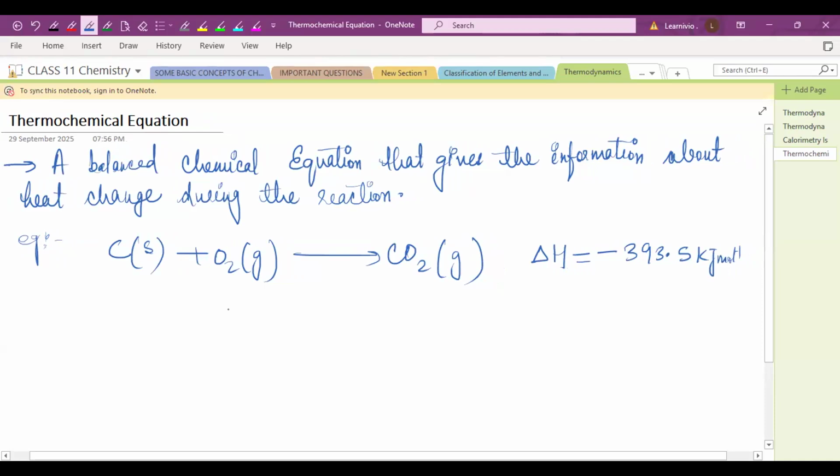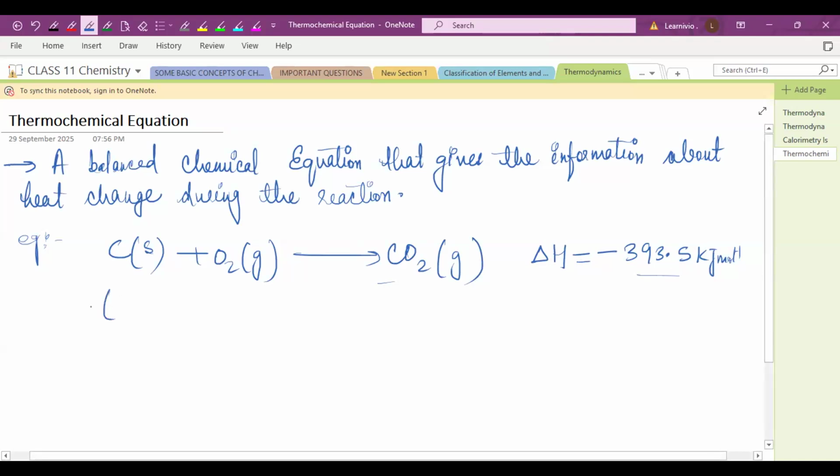So when carbon combusts and releases carbon dioxide gas, the heat is being evolved, and the change in enthalpy is minus 393.5 kilojoule per mole. So basically this is a balanced chemical equation. Always remember, you have to write a balanced chemical equation. In the numericals also, you have to balance the chemical equation. That balanced chemical equation will give the information about the heat change, how much heat has been evolved or absorbed by the reaction during the reaction.